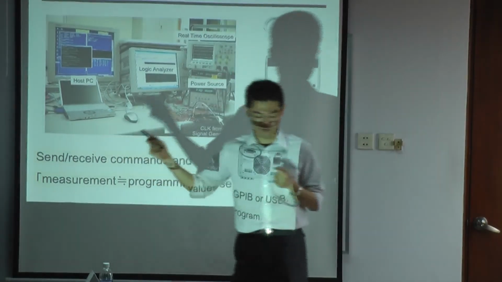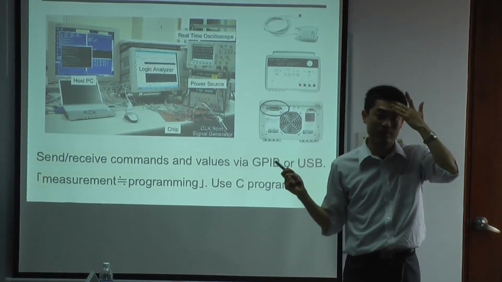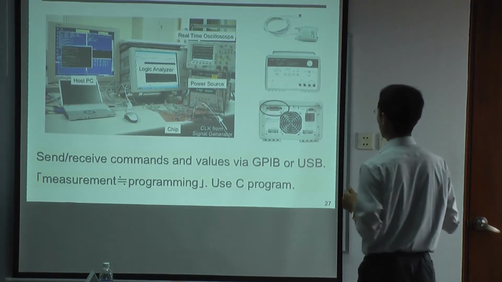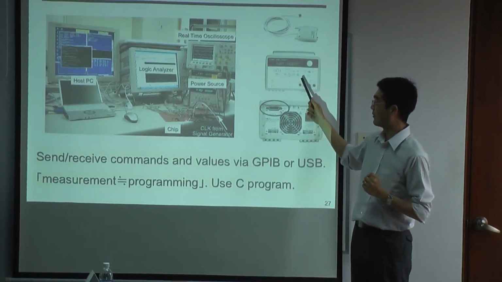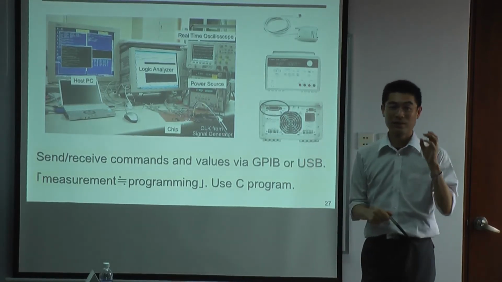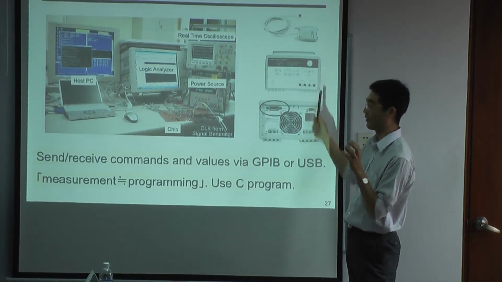And usually we use the Agilent IO Suite. So for example, in this case, we want to set 1 volt. We will send the command especially for these devices.